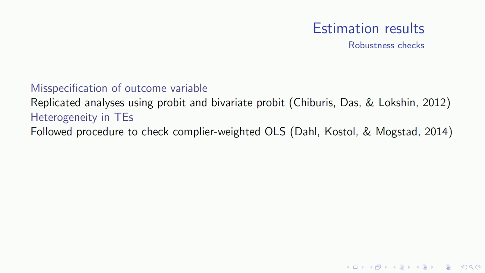I also checked for heterogeneity in the treatment effects. There's a procedure in this paper by Dahl, Kostøl, and Mogstad to check complier weights, complier weighted OLS. Basically, I tested for the possibility that people who are sensitive to judge leniency react differently to bail than other people. And the results were robust to this.